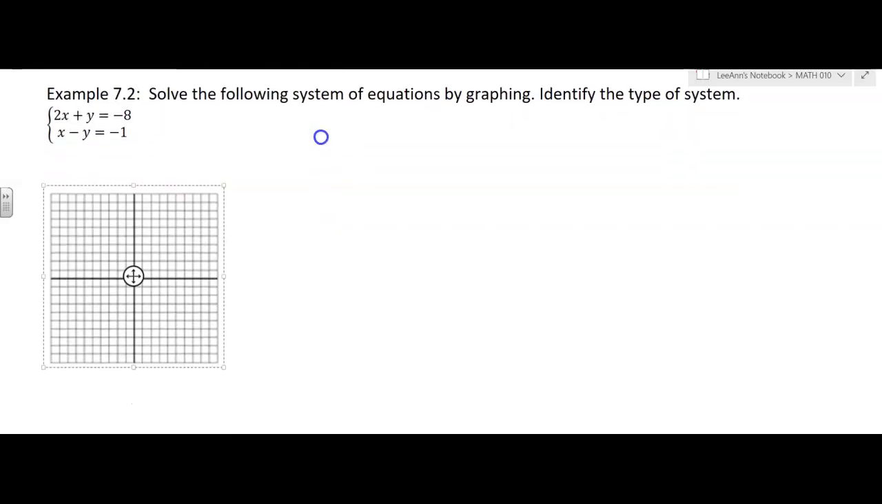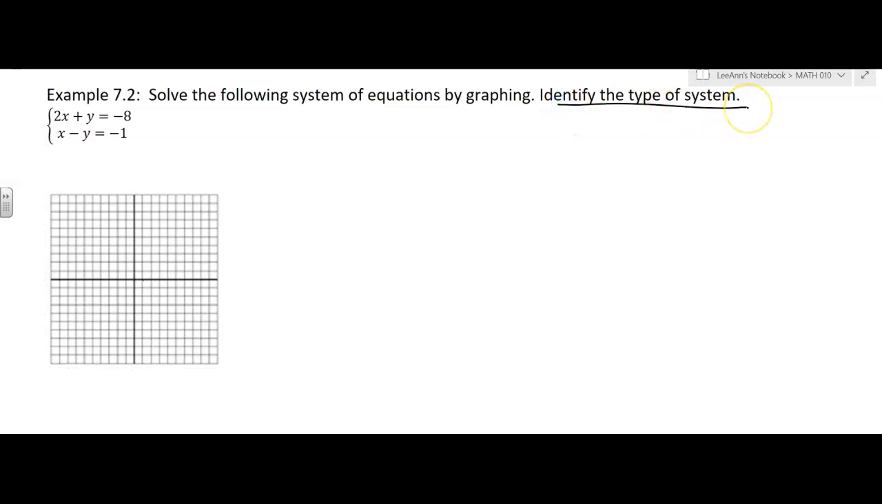All right, so solve the system of equations by graphing. Identify the type of system. What that means is they just want to know, is it independent, inconsistent, or dependent? Those are your choices. So we'll do that at the end.